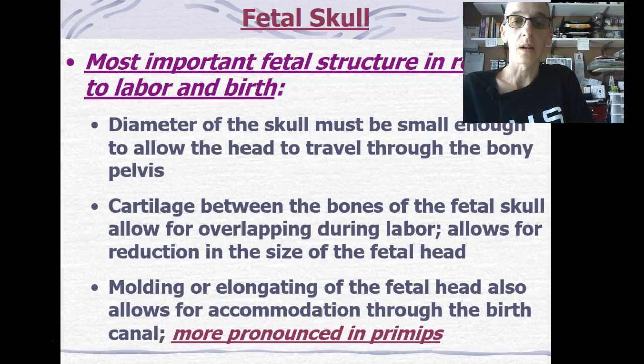Molding or elongating of the fetal head also allows for accommodation through the birth canal. It's more pronounced in primiparas. They will have much more molding and elongation of the fetal head if it's their first babies.